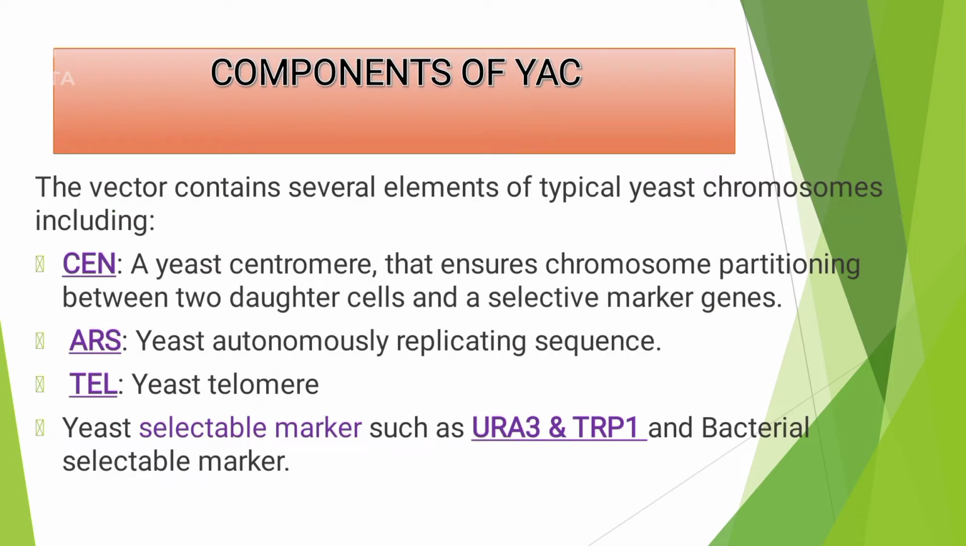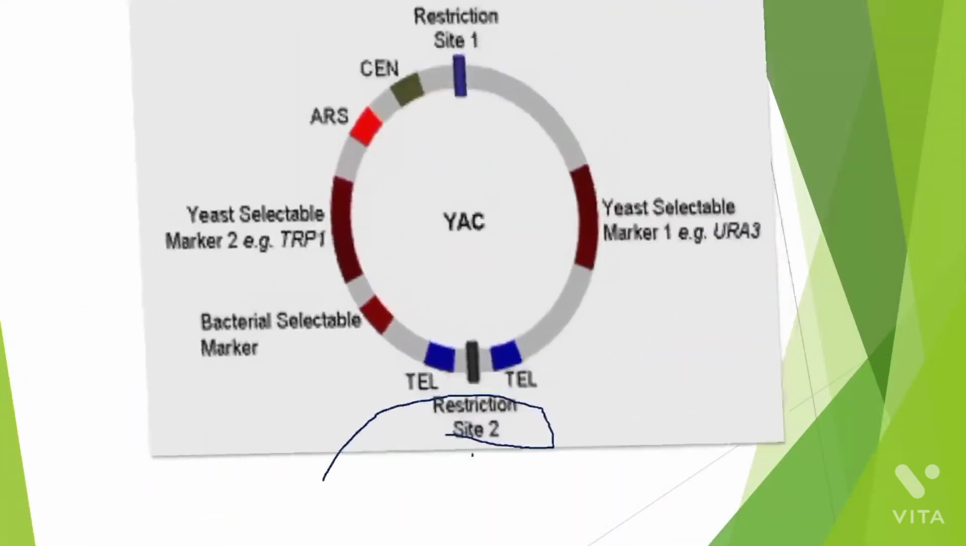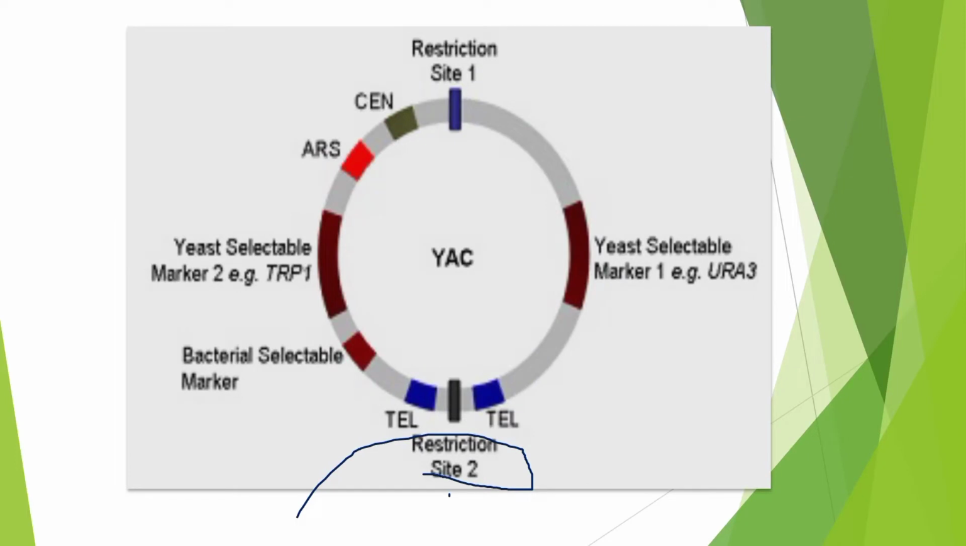Various components of YAC: centromere, which ensures chromosome partitioning between two daughter cells, and selective marker genes; ARS, autonomous replicating sequence; and yeast telomere. It also has selectable markers such as URA3 and TRP1, and a bacterial selectable marker is also present in it. This is the general overview of the YAC vector system.